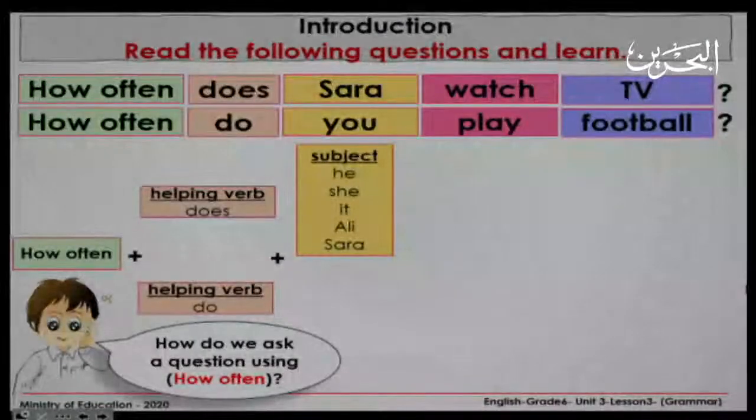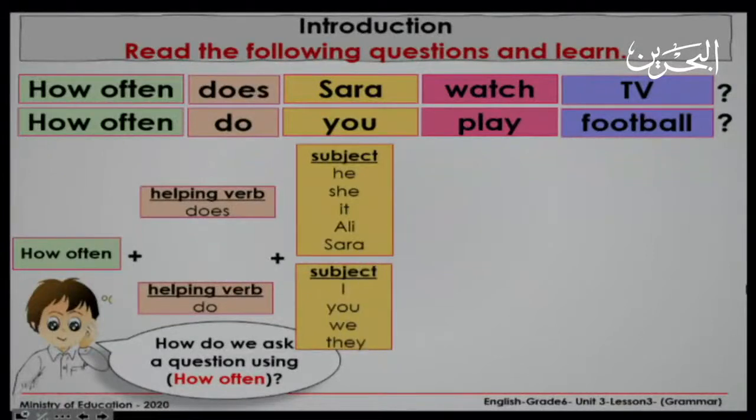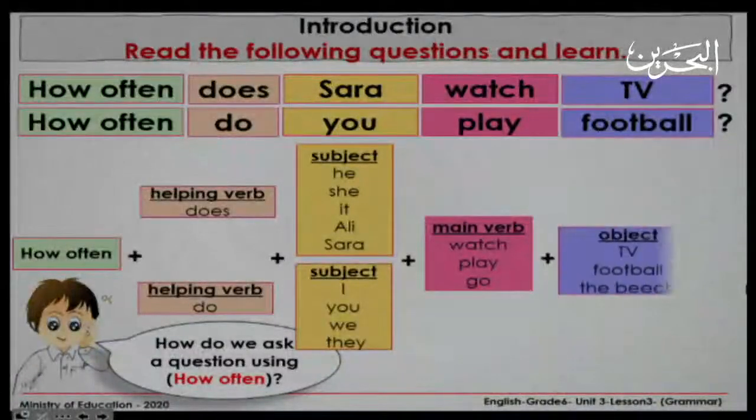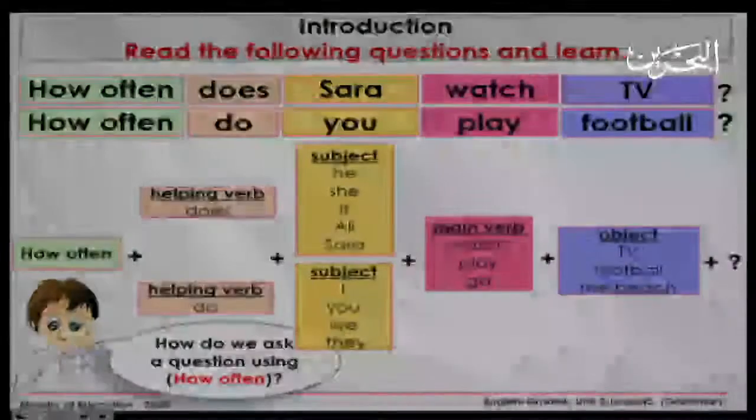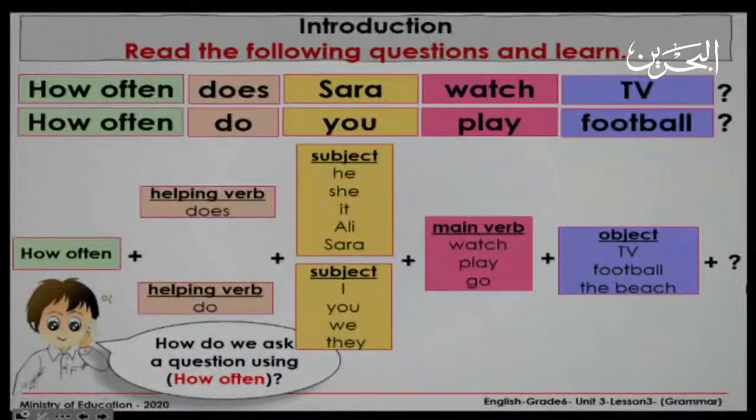So you can write a name of a boy or a name of a girl. Then with do, you have to say I, you, we, they, or you can also say names like Sarah and Ahmed, my mother and I. Plus the main verb like watch, play, go, plus the object, TV, football, the beach, and question mark. So you can say, how often does she watch TV? Or you can say, how often do we play football?